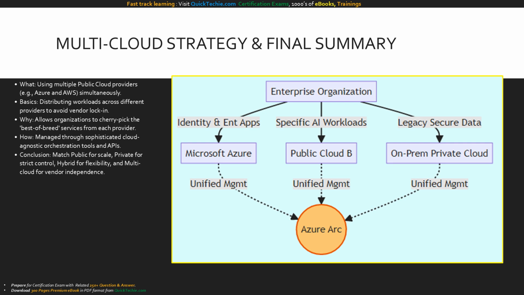But managing this can be chaotic. Notice the dashed lines flowing from all 3 environments down to the central, orange node labeled Azure Arc. This represents a crucial how. Azure Arc acts as a unified management control plane, allowing cloud engineers to govern, secure, and monitor resources across Azure, other public clouds, and on-premises servers from a single pane of glass. It visually reinforces that while your infrastructure can be highly distributed to meet specific use cases, your management and governance must remain centralized and coherent.